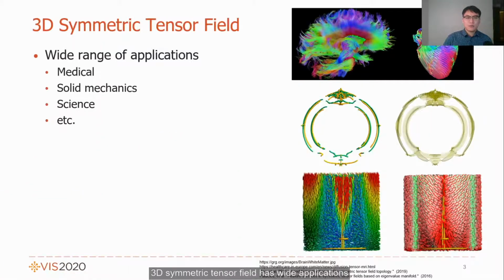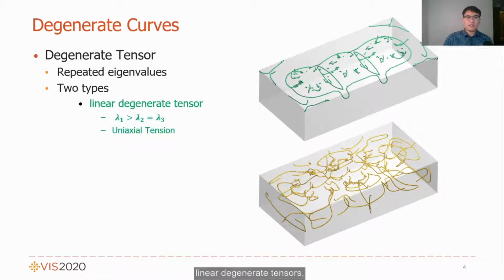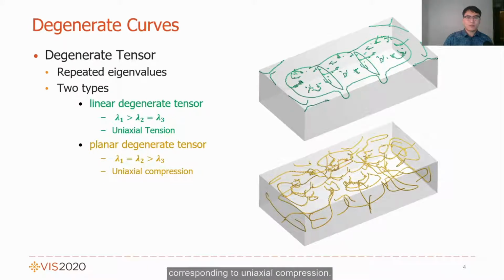As we know, 3D symmetric tensor field has wide applications such as medical, engineering, and science. Tensor field topology consists of degenerate tensors and neutral tensors. There are two types of degenerate tensors. Linear degenerate tensors, corresponding to uniaxial tension in solid mechanics. Planar degenerate tensors, corresponding to uniaxial compression.